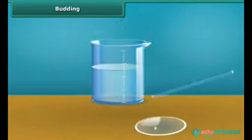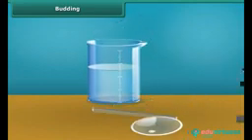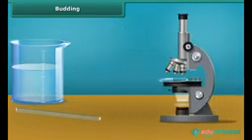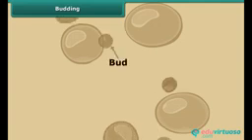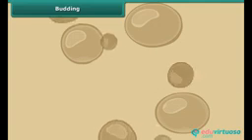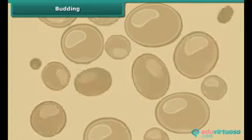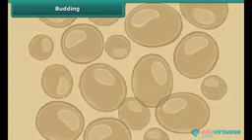After an hour or so, put a drop of this liquid on a watch glass and observe under a microscope. You will observe new yeast cells formed. The small bulb-like projection you see coming out of the yeast cell is called a bud. These buds grow, mature, and form new yeast cells.